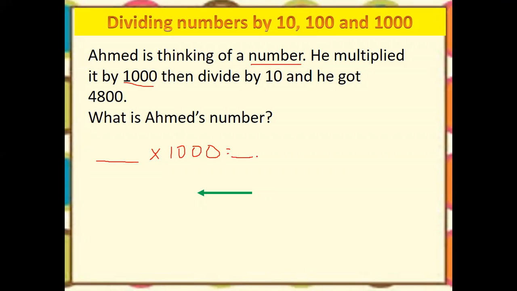Okay, but how am I going to give the answer if I don't have the first number? Then I will divide again by 10. I got, meaning equals, what is it? 4,800. Okay, so what is the number of Ahmad? So if you can see, we can answer this first, isn't it? So you are going to move inverse operation. You are going to use inverse operation. What is the number here?